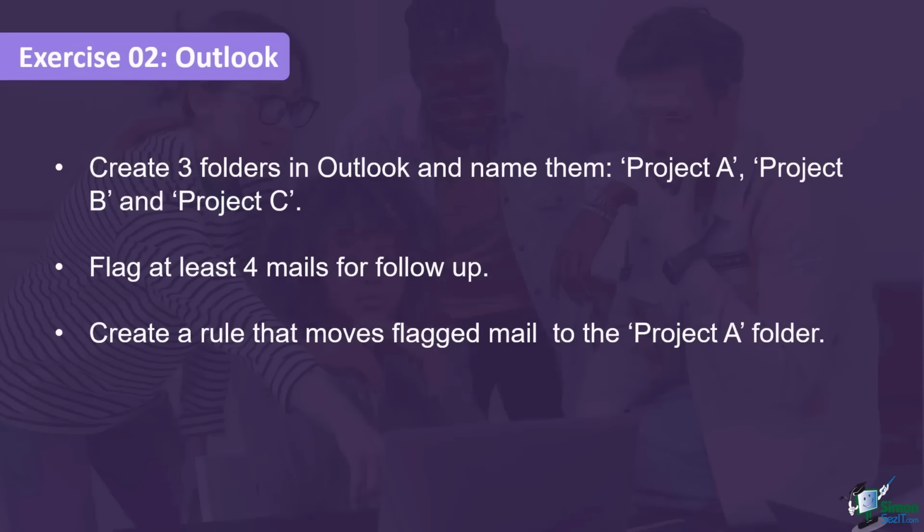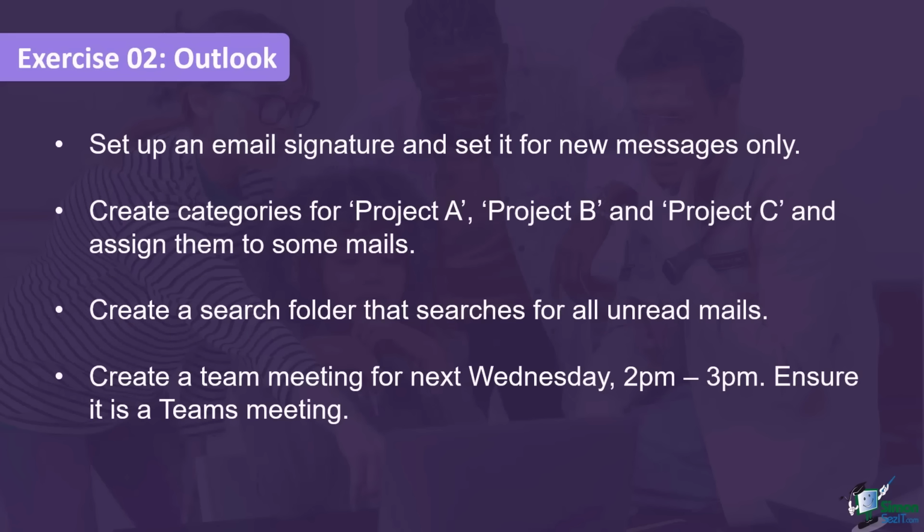It's time now for us to practice some of the skills that we've learned in this section of the course. And this section was all about Outlook. So the first thing I'd like you to do is to create 3 folders in Outlook and name them Project A, Project B, and Project C. Next, I'd like you to flag at least 4 mails for follow-up, and I don't mind which flag you use. I'd then like you to create a rule that moves all flagged email, regardless of the flag, to the Project A folder. Next, I'd like you to set up an email signature and set it for new messages only.